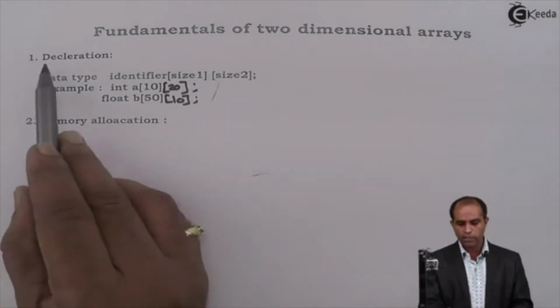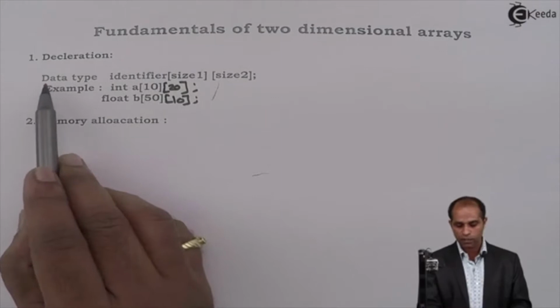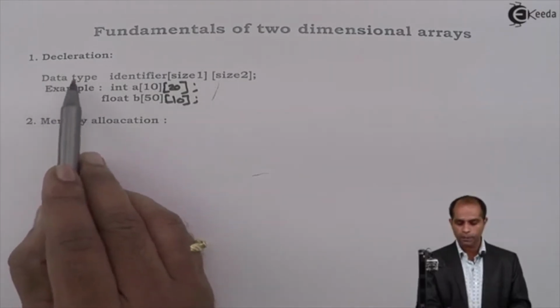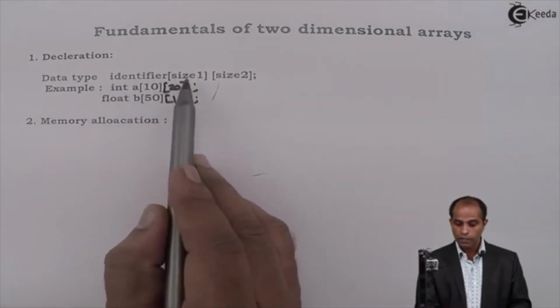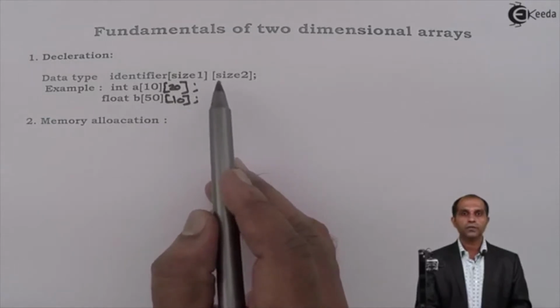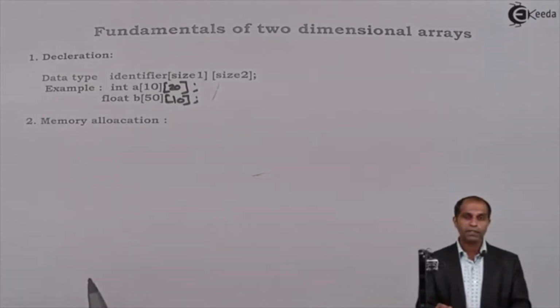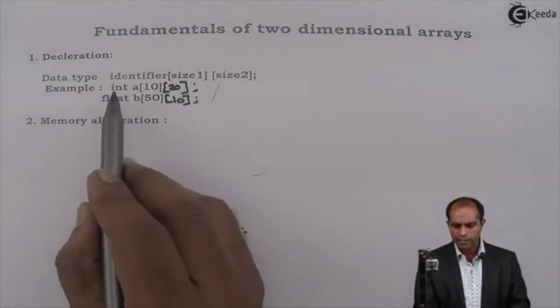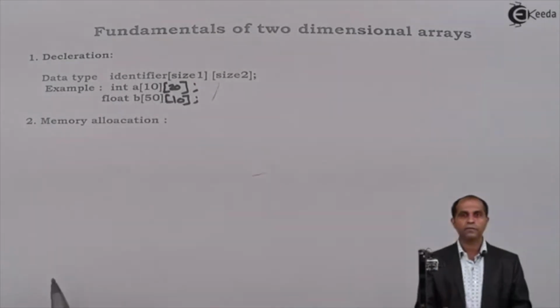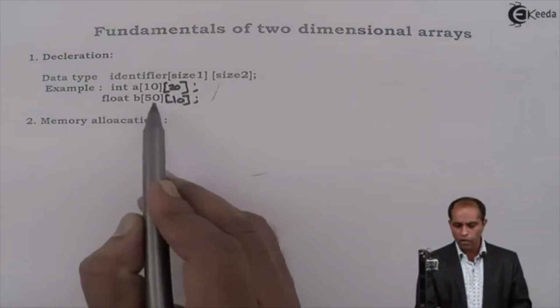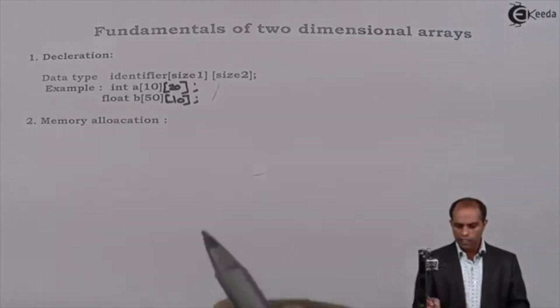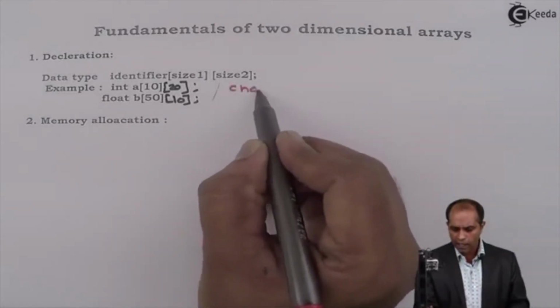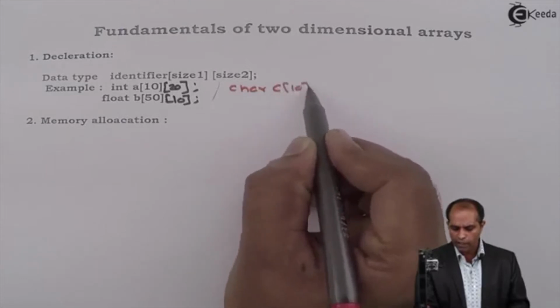So the first fundamental is about the declaration. How do I do this declaration? We should always put the data type, followed by an identifier, size 1 and size 2. The only difference when you compare this with a one-dimensional array is that in a one-dimensional array we had only one size, and now we have two sizes associated. So I have examples such as int a of 10, 20, float b of 50, 10. I can have a declaration as char c of say 10, 10.